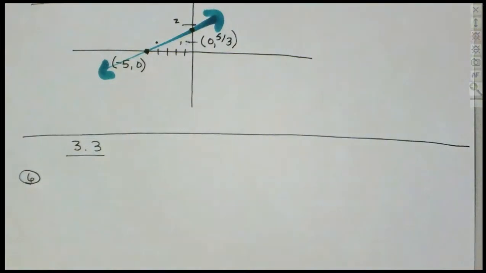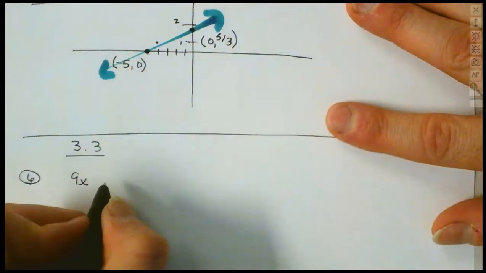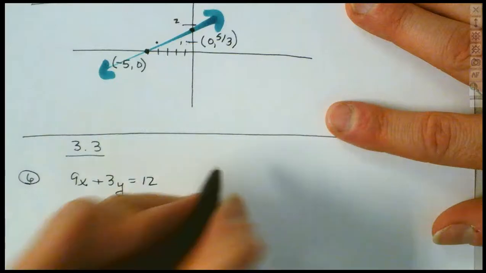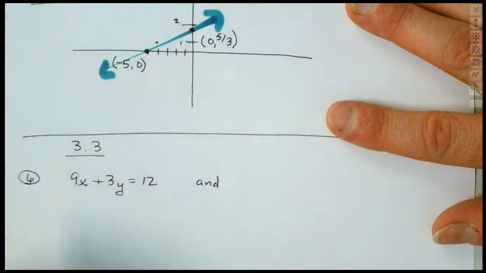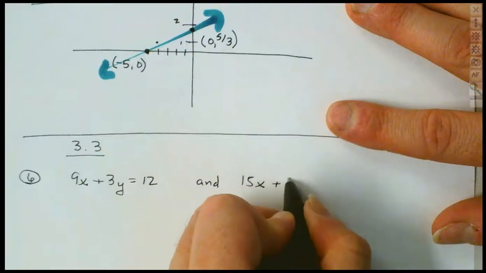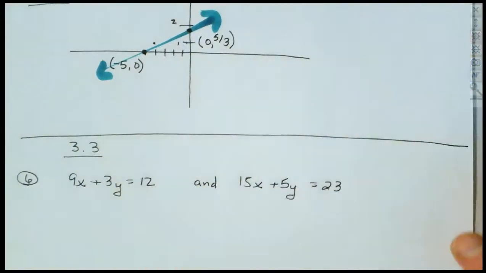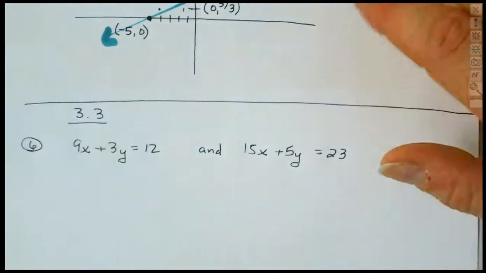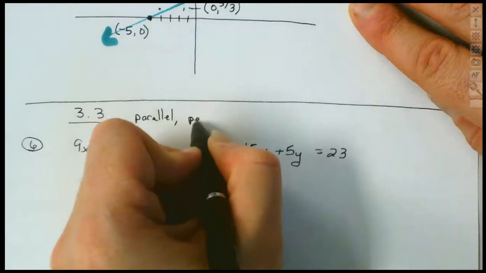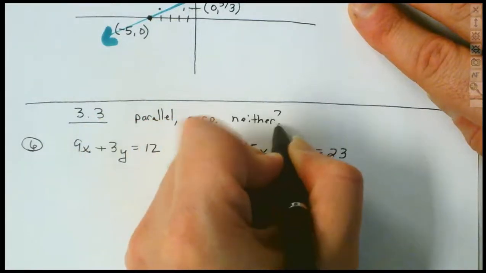So we're going to now look at question number 6. We've got 9x plus 3y equals 12, and we have 15x plus 5y equals 23. And so what we want to see is if these are parallel, perpendicular, or neither. And how do we do that?